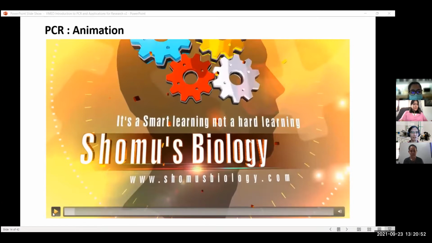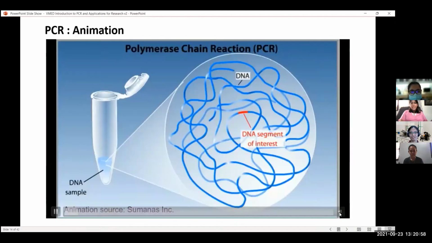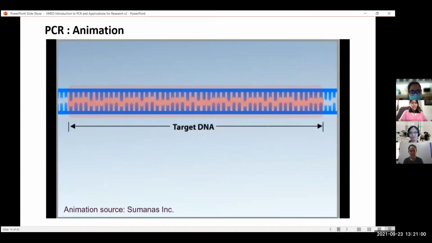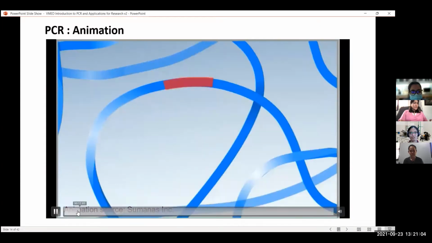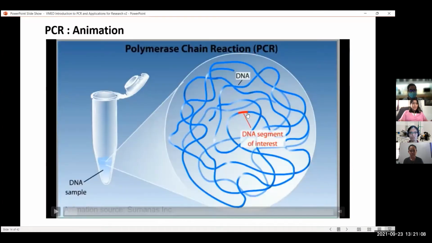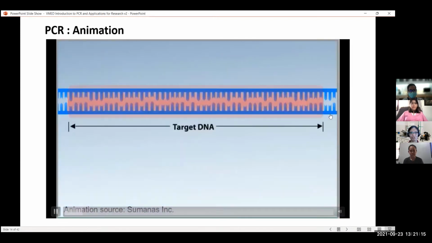Anyway, explain ko na lang. So if you can see here, that's the entire genome, but you're only copying a small segment. So that's your target region.